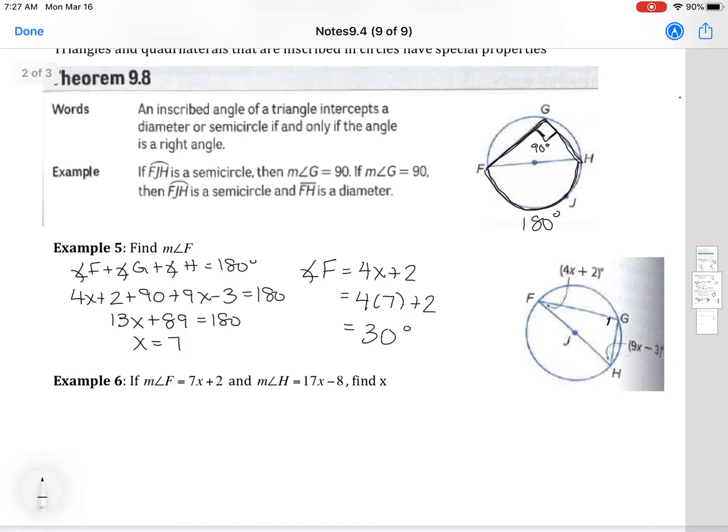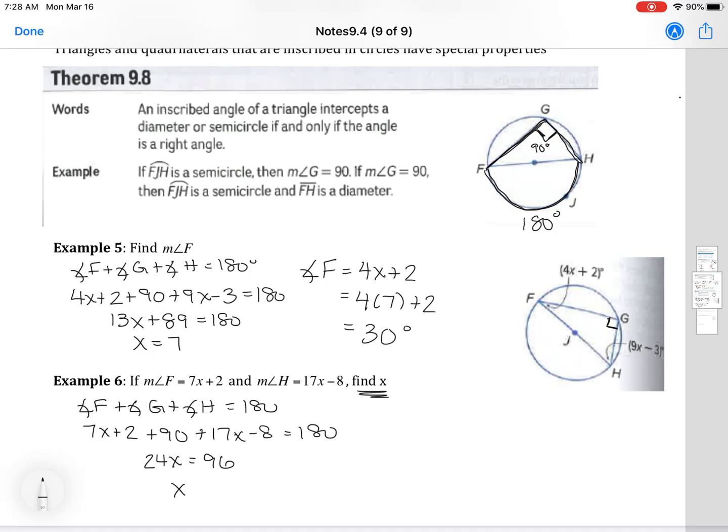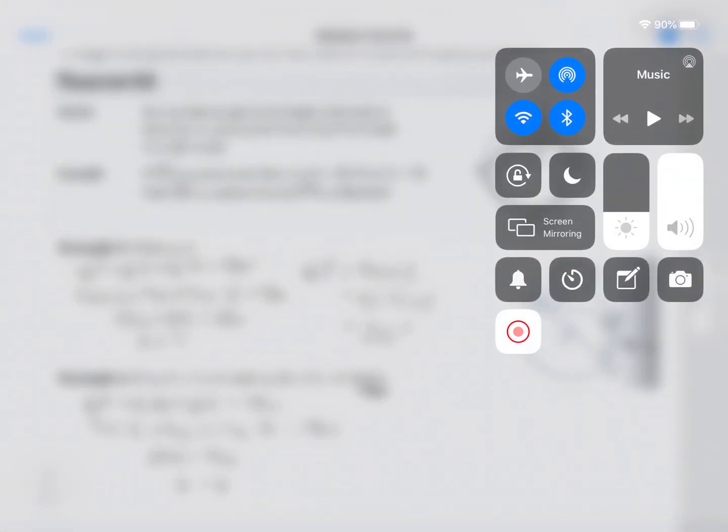The most important thing, again, is you still know that G is a right angle, and it's the exact same set of directions, just with new information. So you know that angle F plus angle G plus angle H equals 180. 7x plus 2 plus 90 plus 17x minus 8 equals 180. When you solve, you get it down to 24x equals 96. We're only solving for x here, and x is equal to 4.